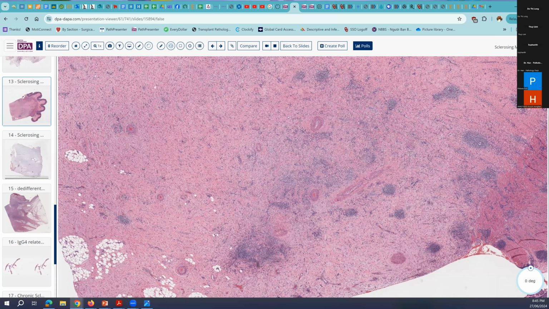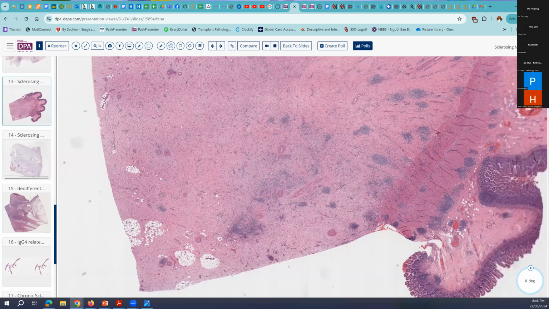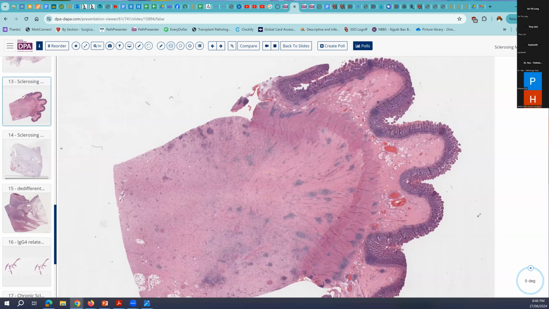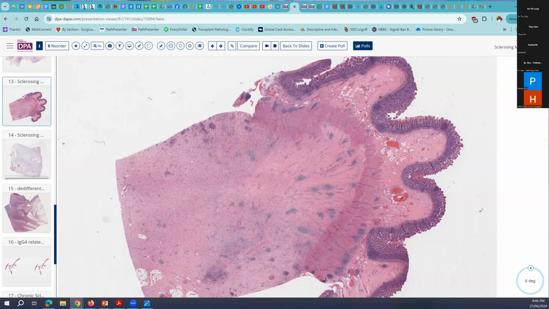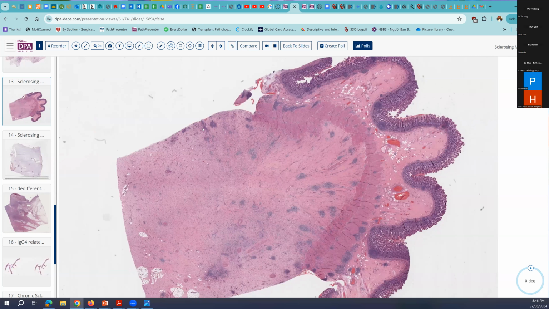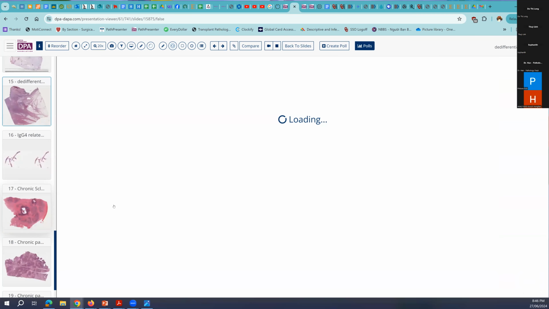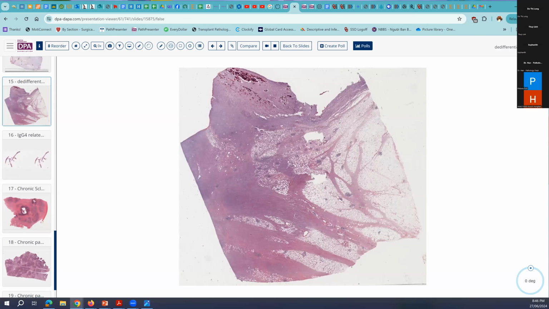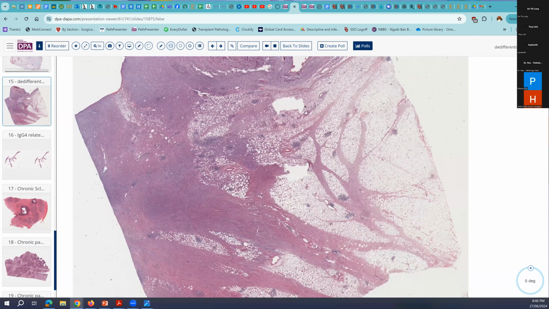So sclerosing mesenteritis is an idiopathic disease that may have a component that's similar to IgG4 disease. We also mentioned that dedifferentiated liposarcoma is a possibility in the retroperitoneum where you've got an inflammatory pattern. And here's my classic case illustrating both areas of well-differentiated liposarcoma, the typical appearance.